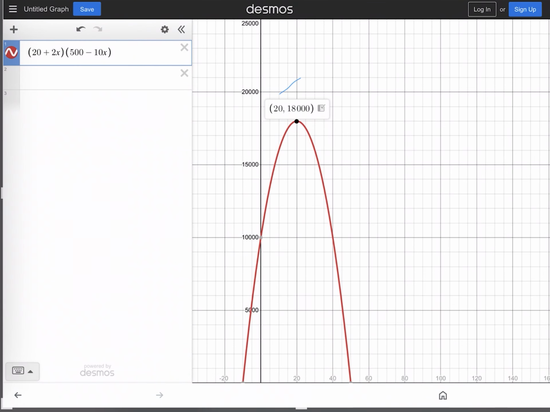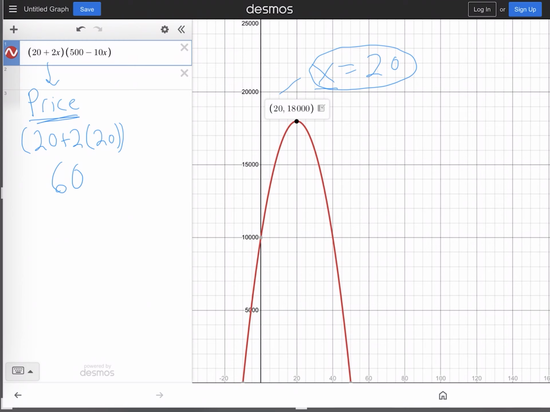So since at the vertex x is equal to 20, we're going to do 20 price adjustments of $2. And this first parentheses, remember, this is our price that we're going to charge. We have the 20 already there, plus 2 times x. So x at the vertex is 20. So we're going to go 2 times that 20. So this comes out to be $60. That is going to be our price.